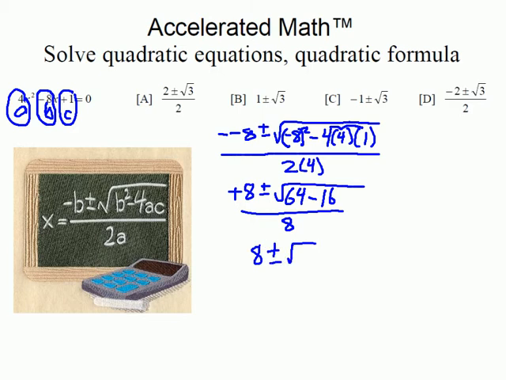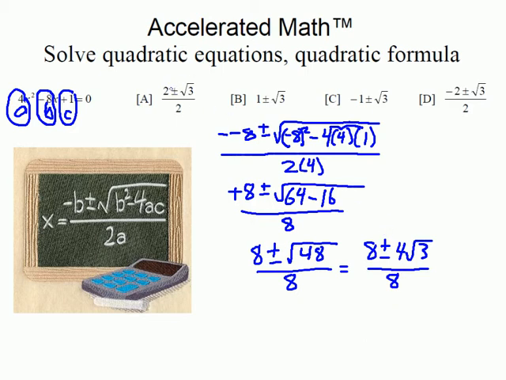Alright, continuing on. 8 plus or minus the square root of, now 64 minus 16 is 48, and then we're going to divide this by 8. Now, if we simplify the square root of 48, let's see, that's 16 times 3, so that's going to be 8 plus or minus 4 root 3. You can do that with a calculator, or you can simplify it by factoring what's under the square root. And then we still have the 8 under here. Now it's time to break this out.